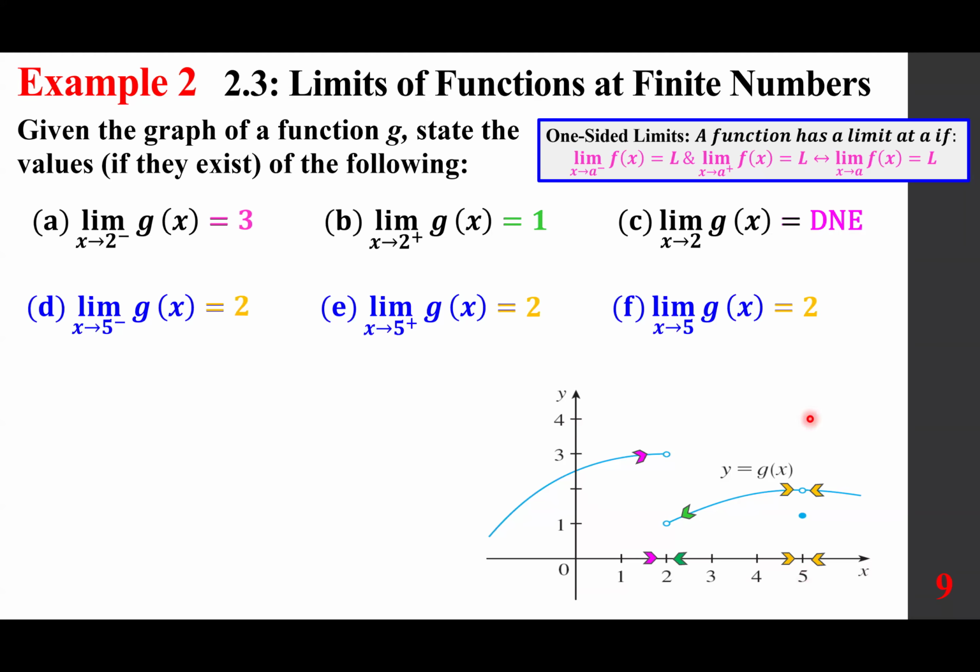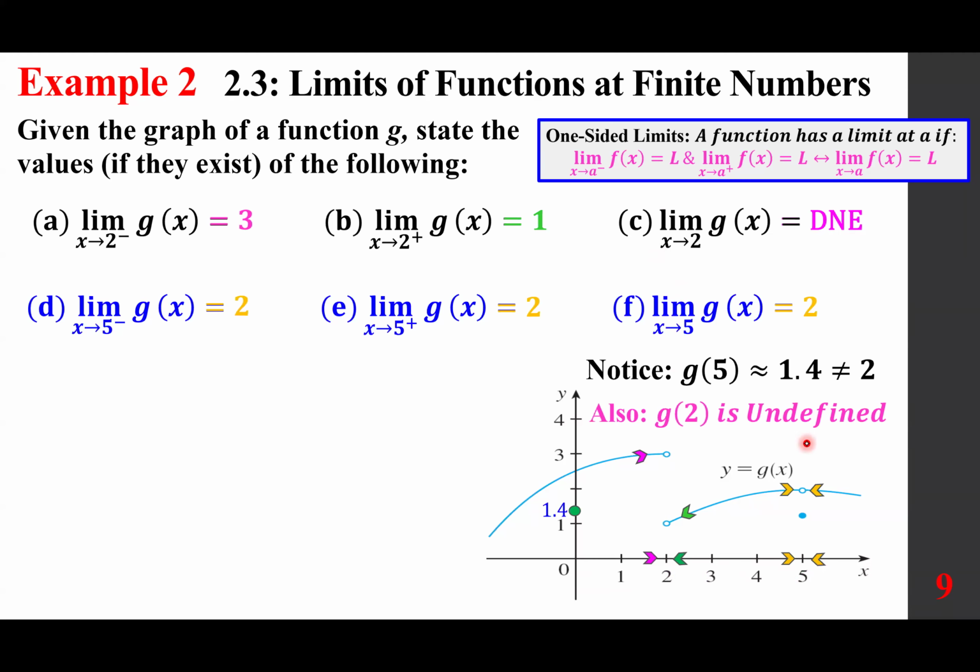If we go back to 5 and we want a functional value, you look for the solid point, and the solid point seems to have a y-coordinate of 1.4. So g of 5 is given and it's equal to 1.4. However, it's not equal to the limit. As far as 2 is concerned, there is no solid point. We have no idea what it is. So g of 2 is undefined.